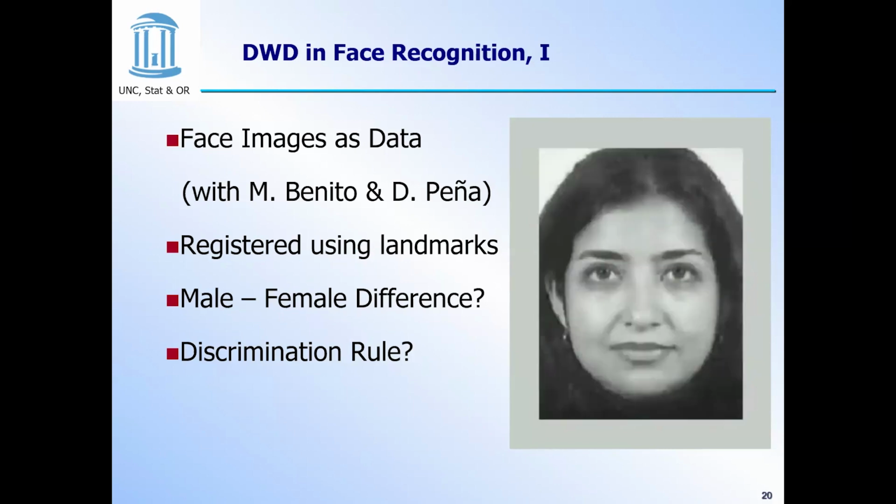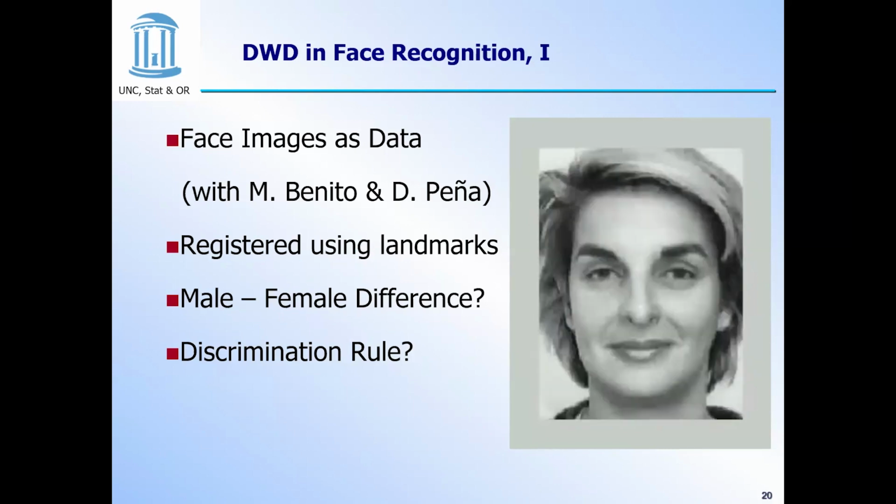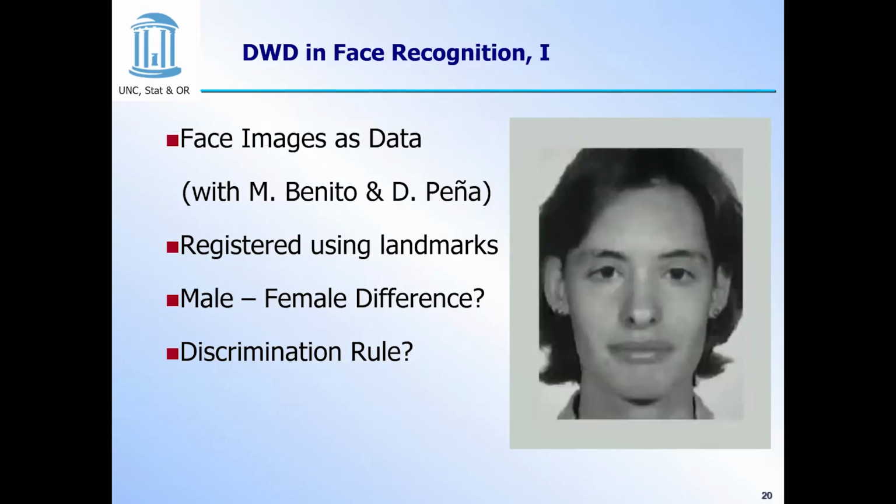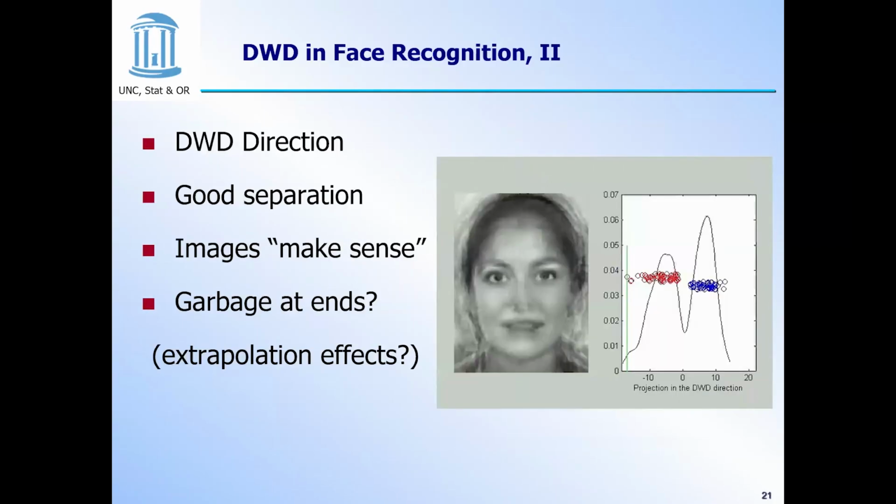And you might have noticed I've shown you a bunch of males and then I've shown you a bunch of females. Now what I want to do is get a feeling for the difference between Spanish males and females by taking these data points in this high dimensional space. I'm going to project on the DWD direction. Here are the projections. Notice this direction separates very nicely the males from the females.